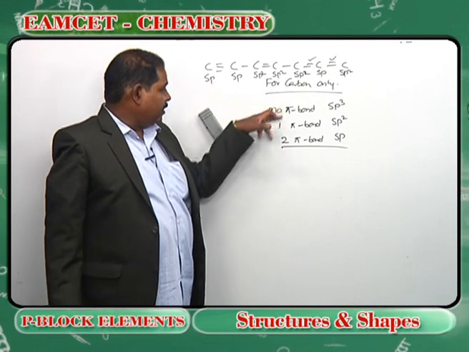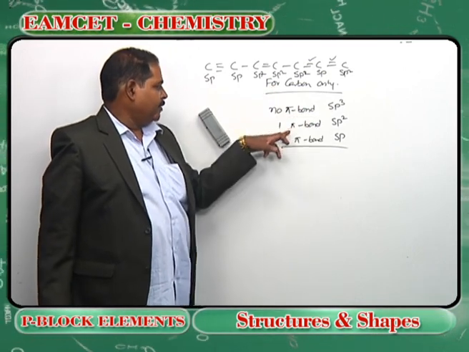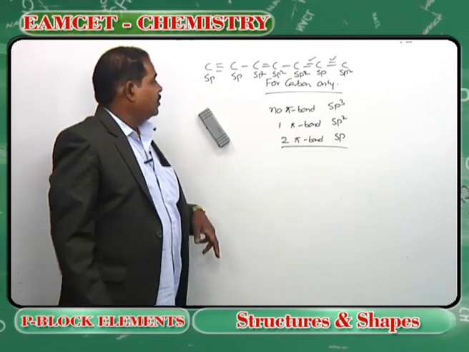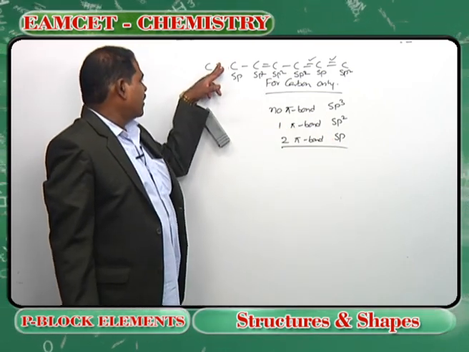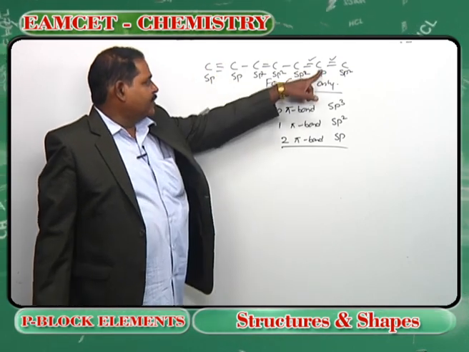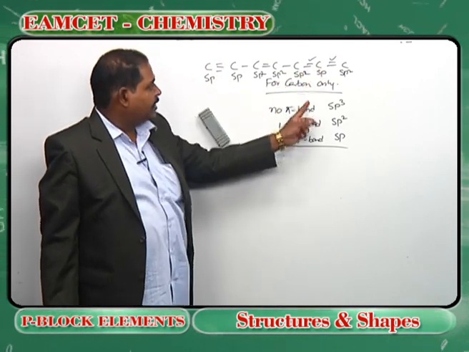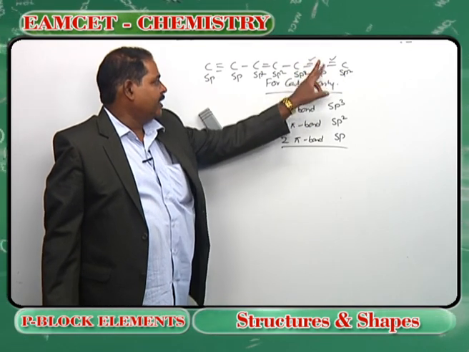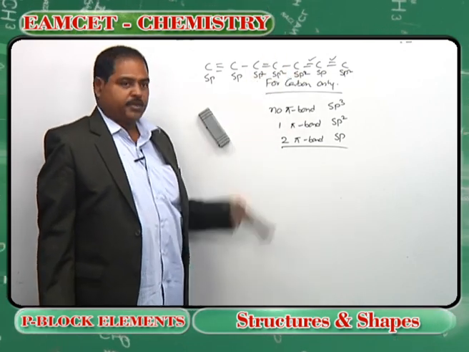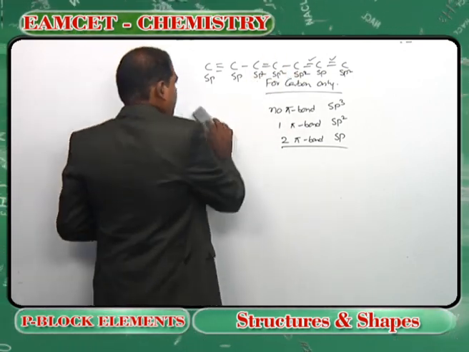So, compare the rule again. For carbon only, no pi bond, sp3; 1 pi bond, sp2; 2 pi bonds, sp. So, here this carbon has 2 pi bonds, 1, 2. A triple bond means 2 pi bonds. Here it is not a triple bond, but still the carbon has 1 pi bond on either side. You have a pi bond there, you have a pi bond here. So, 2 pi bonds, sp. This is for carbon only.